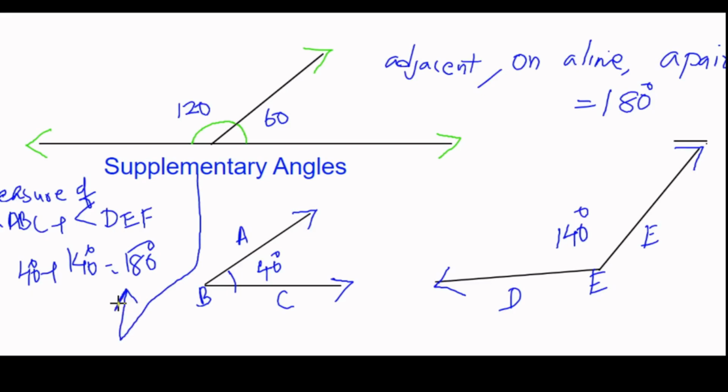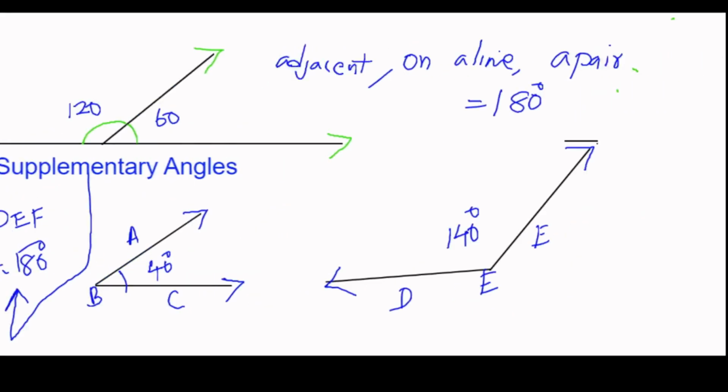And we say they are supplementary angles. So my dear students, for supplementary angles, the sum will be equal to 180 degrees. They will be a pair of angles, either on a line or separate. Okay, that is a concept that you should be very clear about. Let us move ahead.